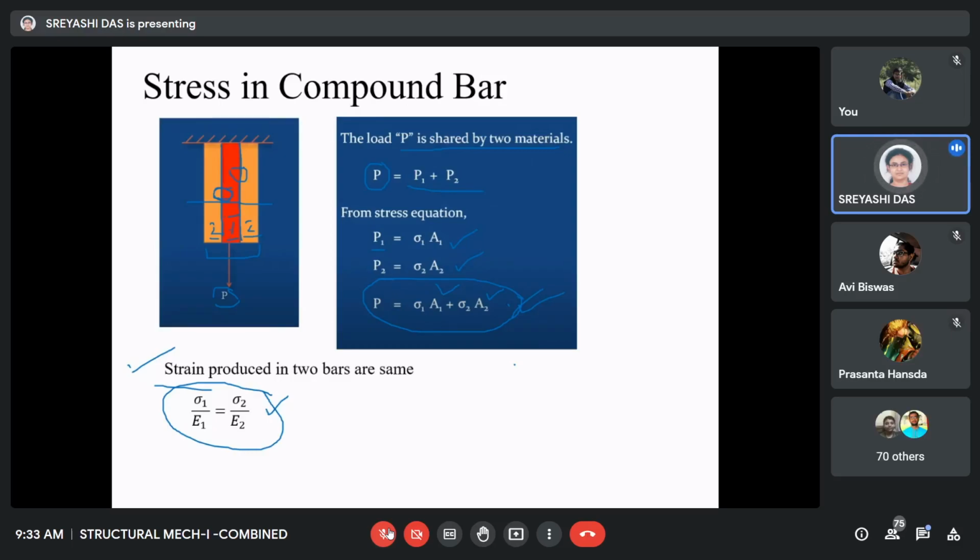So a compound bar stress ta bochha gelo ki? Yes, ma'am.